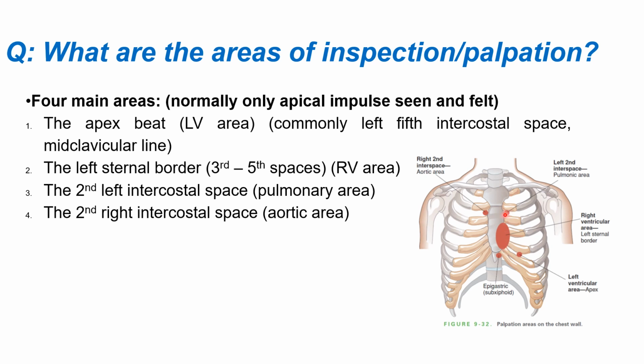Then we have two other important areas. We have the pulmonary area, which is in the second left intercostal space, parasternal, and we have the aortic area, which is in the second right intercostal space. Okay. Sometimes we also may need to inspect and palpate in the epigastrium, so for the right ventricle also. So sometimes this area is added to the cardiac areas. So basically we have four areas: left ventricular area, apex beat, right ventricular area, pulmonary area, and aortic area.